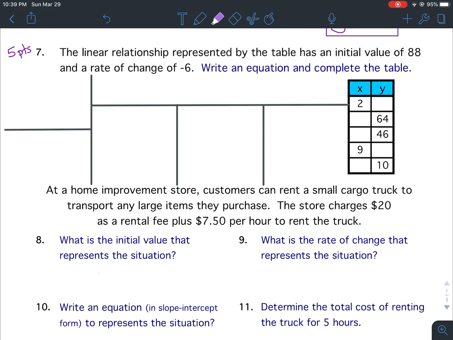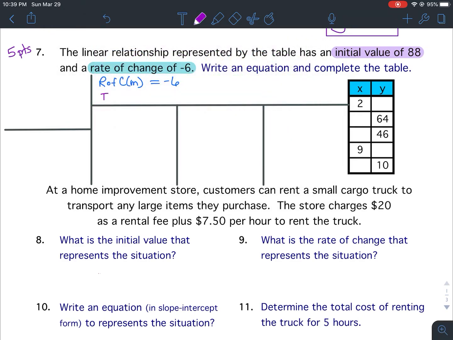Okay, now that you've done that, the problem says the linear relationship represented by the table has an initial value of 88 and a rate of change of -6. Write an equation and complete the table. So it has an initial value of 88 and a rate of change of -6. Well, that's the information we need to know in order to write an equation. So we'll start with our rate of change.